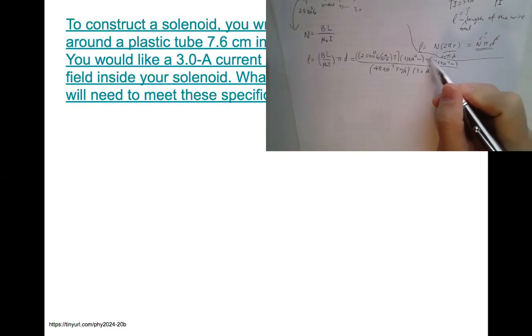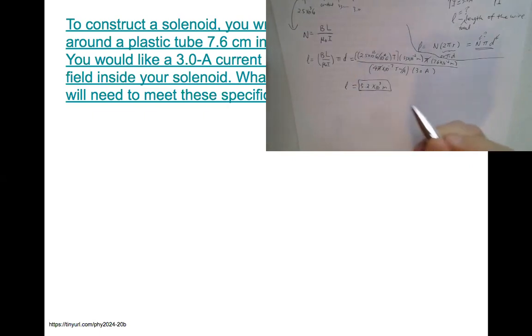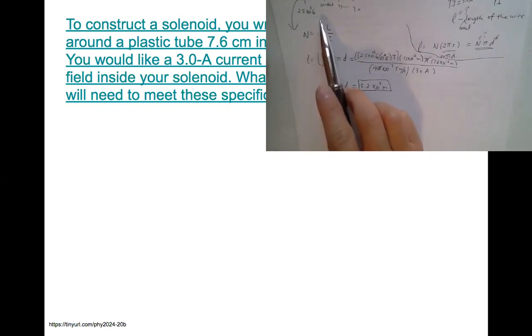You can see this pi here will cancel out this pi, so you don't have to plug the pi's into your calculator. After that you can plug the numbers into your calculator. After you plug in all the numbers, the small l is going to be equal to 5.2 times 10 to the 3 meters. So if you want a magnetic field of 2.5 times 10 to the 3 Gauss, you indeed need a very, very long wire.